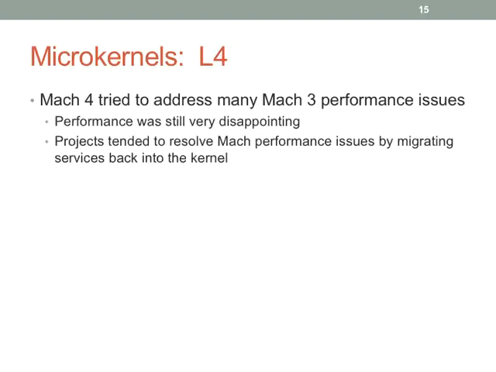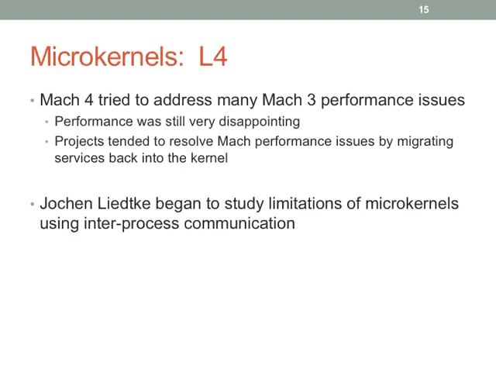Mach 4 tried to fix some of these things. You'll notice the last point here. How did people try to solve the performance issues they ran into on Mach 4? By undoing the microkernelness of the microkernel. We're going to start moving stuff back into the kernel. So we're taking a step back to, sort of, the monolithic world.